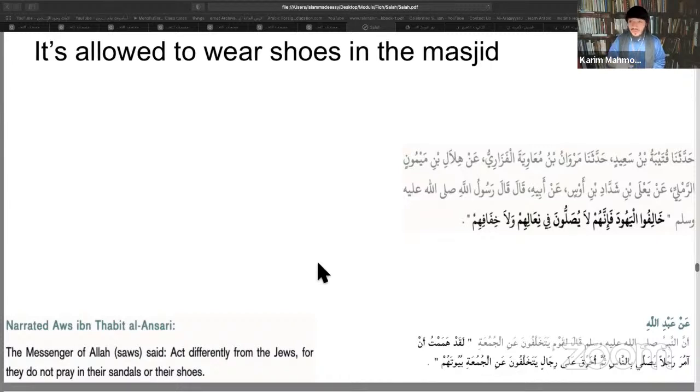Because some people think, oh, when I have to pray, I must take my shoes off. I cannot pray with shoes, even if I'm praying on the streets. That's wrong. You can pray with shoes. Absolutely no problem with praying with shoes.